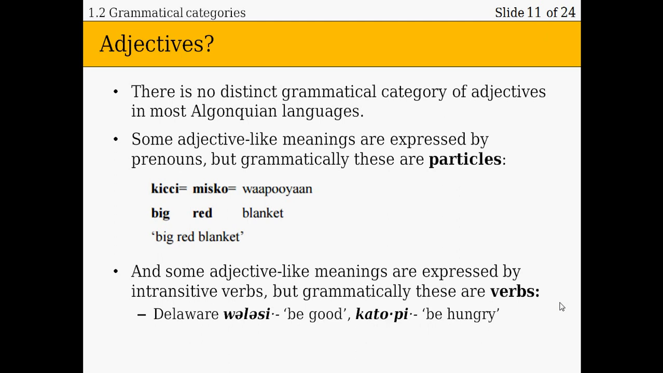And so Delaware and Algonquian languages very often use intransitive verbs to express notions that we would think of as being adjectival. But again, there's no justification for calling these words adjectives in Algonquian languages because their grammatical patterns are not different from those of other verbs. So the verb walasi, be good, patterns exactly the same as a verb that would mean, for example, to be asleep, or to be sleeping.